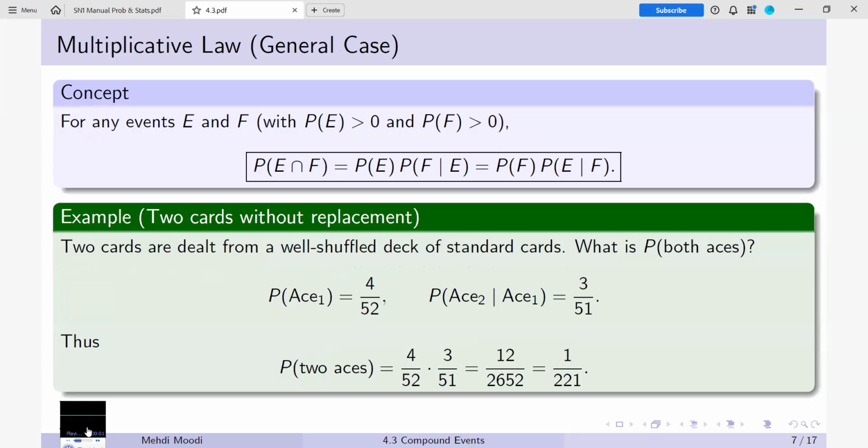Sequential draws is a common theme of probability problems. The second probability always depends on what happened first, unless you draw with replacement. In that case, the probability of ace remains 4/52 every time.